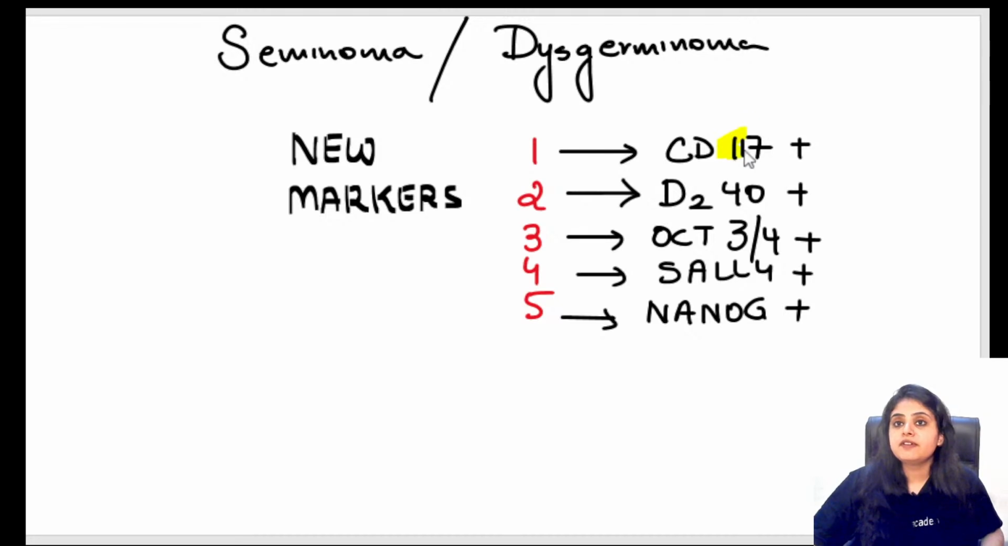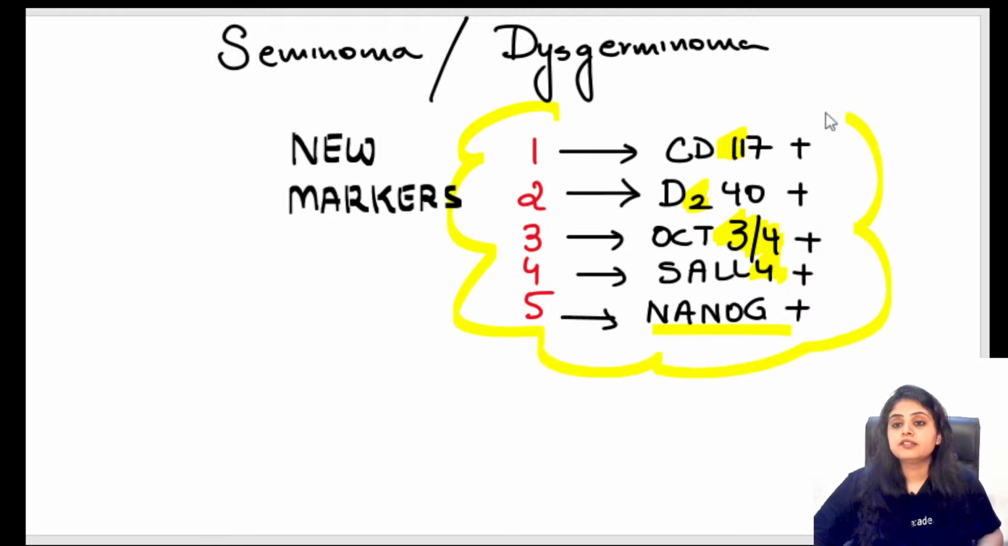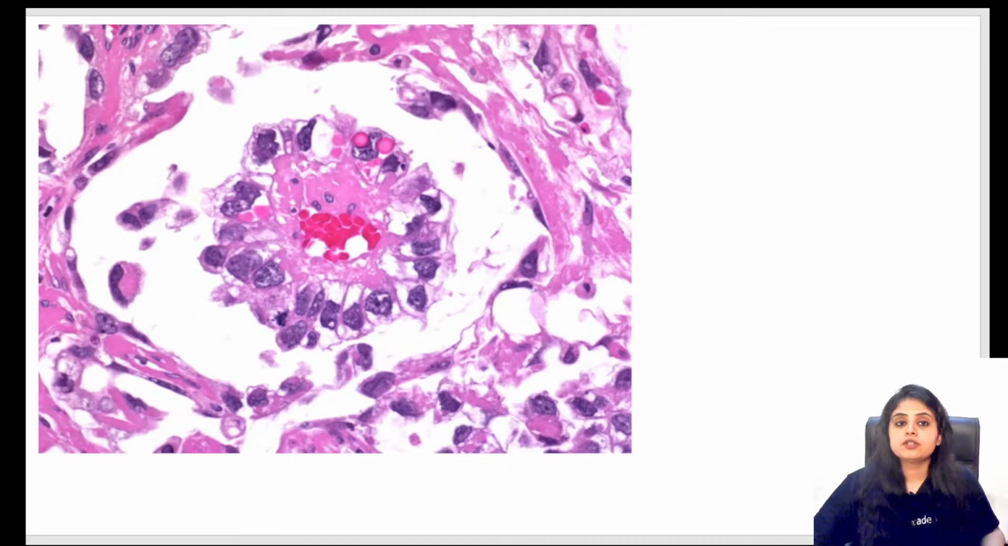Let's do a recap. From 1 it is CD117. With 2 it is D240. With 3 it is OCT34. With 4 it is SALL4, and with 5 there is NANOG. These are all the new markers. If you remember 1, 2, 3, 4, 5, you'll always remember. These are the new markers for seminoma and dysgerminoma. I hope that's okay. We can move on to spotter 4.